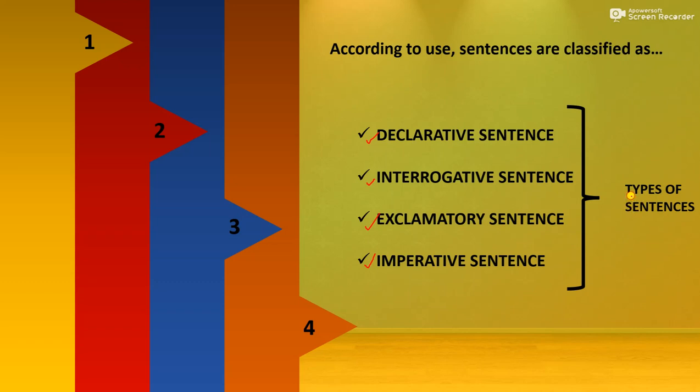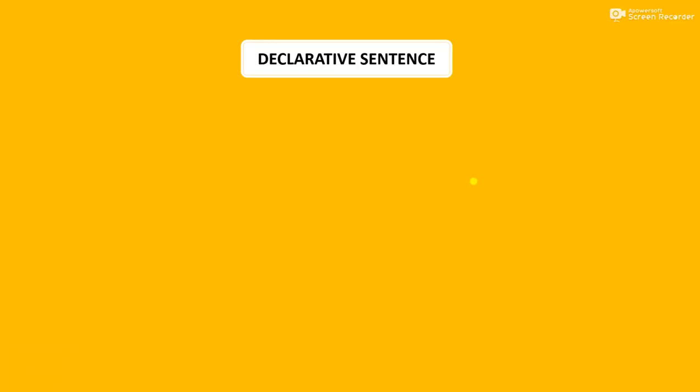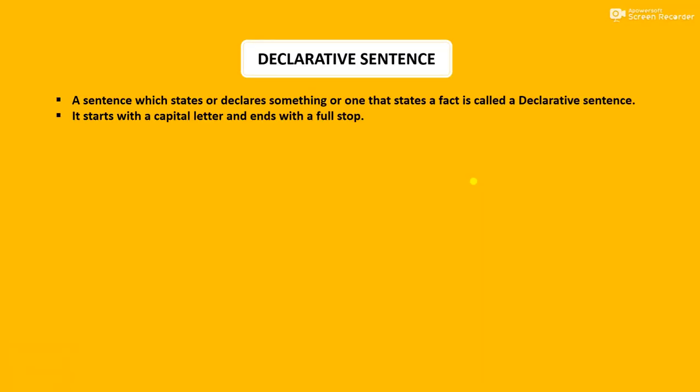So here, the first classification or the first group of sentences is the types of sentences. These types of sentences are created based on their use in written or spoken communication. And under types of sentences, we have four major types: declarative, interrogative, exclamatory, and imperative. Now let us see what each one of them actually conveys. So first we begin with a declarative sentence.